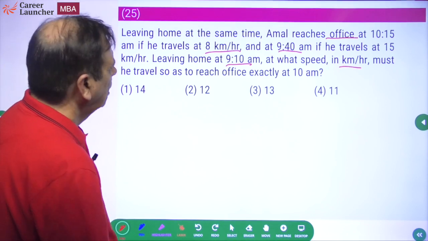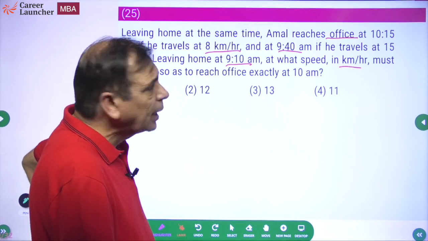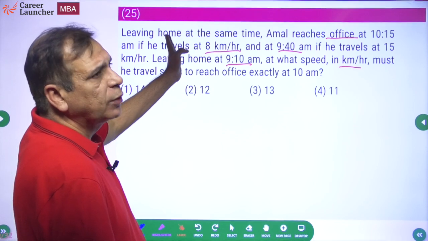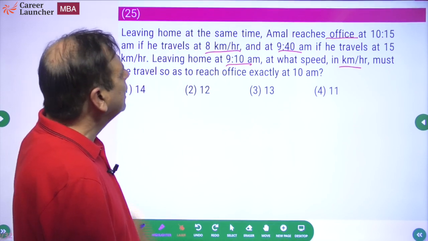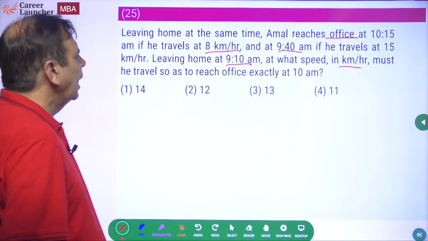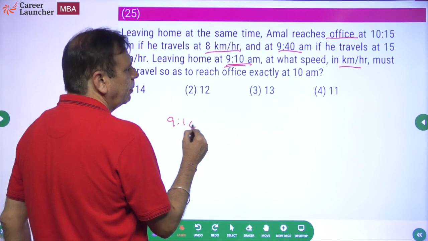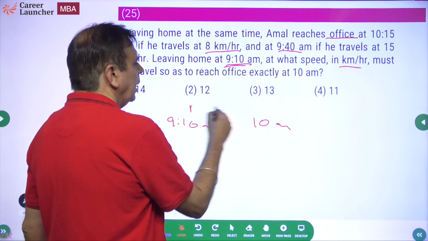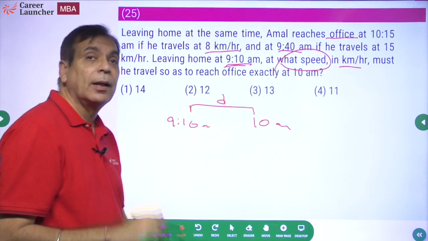Okay. Yes, you can use ratios also, though to my mind ratios is not going to be a very good idea because we need to find the initial time first, or how much time does he travel for at what speed. So let's look at this. And when he's finally, what is he doing? He's leaving at 9:10 a.m. and he needs to reach at 10 a.m. So we need to find the speed. So if I get the distance, I will get the answer.